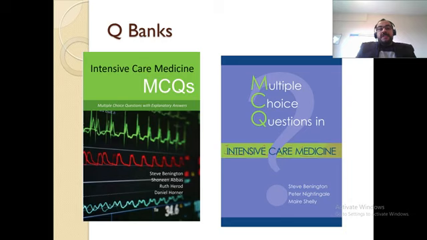Now, I'm going to display the cover pages of different books available as MCQ books or question banks. I will start with these two books, which are designed for the EDIC, so you'll find type A and type K questions in both books, and you will find a nice explanation for the answer after each exam in these books. I used these books in my preparation.